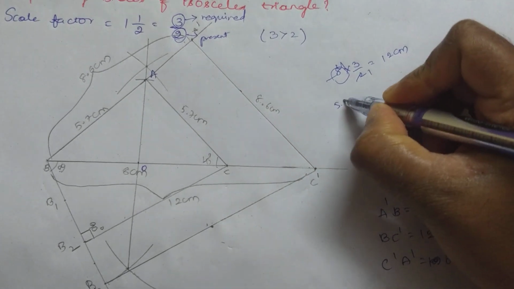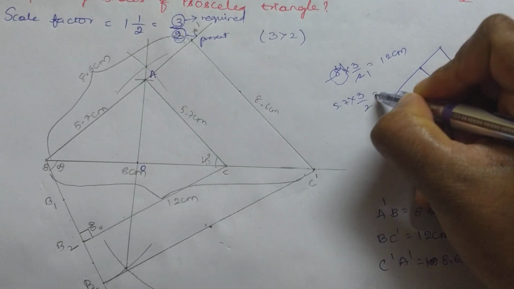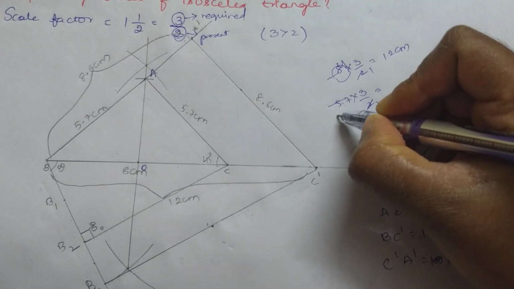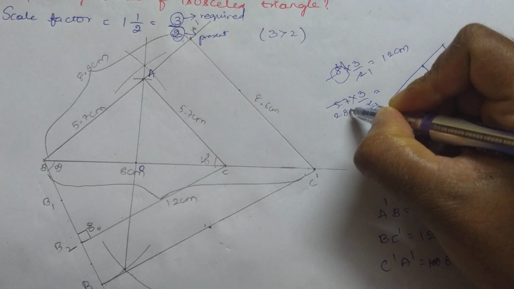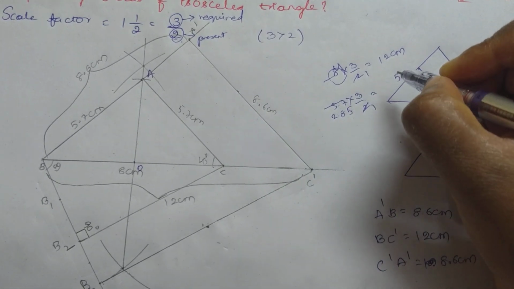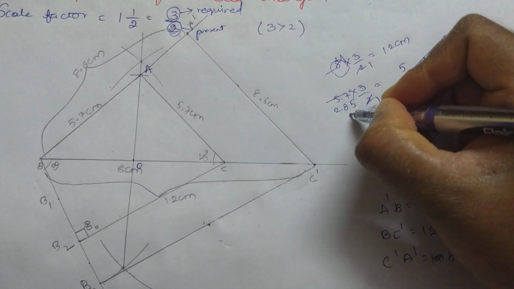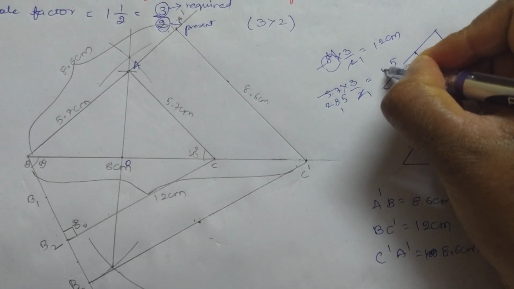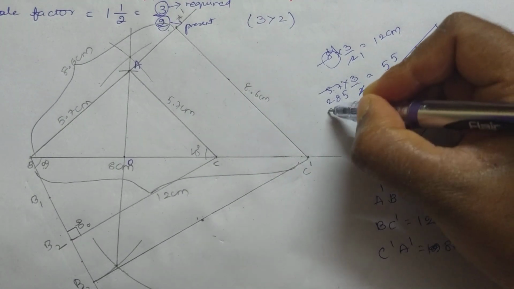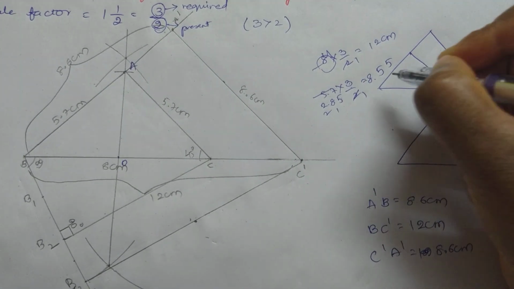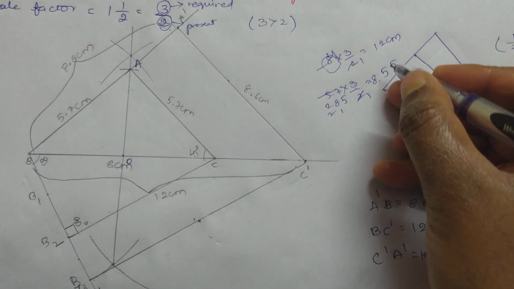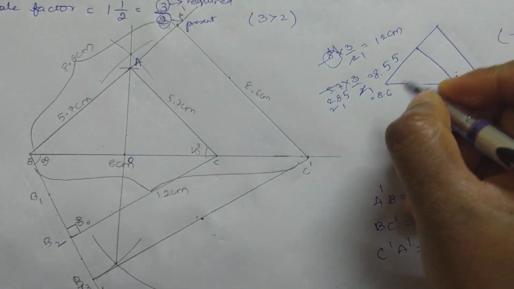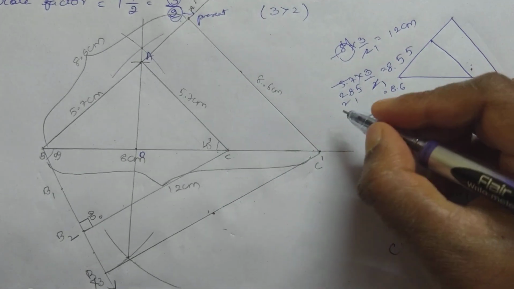Again for 5.7 into 3 by 2. Let's see what we get. 2 ones are 2, 2 twos are 4, 2 eights are 16, 2 fives are 10. 3 fives are 15, 3 fours are 12, 3 twos are 6. 6 plus 2 is 8. So it should be 8.55. So you can round it as 8.6. So you got the correct thing.